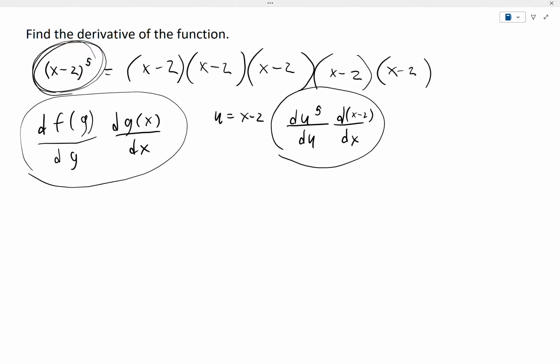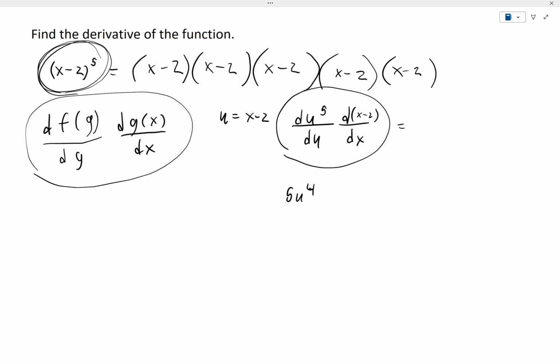And this is now easy to solve. We use the power rule on u right here, and we get 5u to the fourth. The second expression here, take the derivative of that. So it's going to be the derivative of x with respect to x. Okay, that's just 1, minus the derivative of 2 with respect to x, and okay, that's just 0. So we have 1 minus 0, which is just 1, and we're multiplying by 1, so nobody cares. We're left with 5u to the fourth.